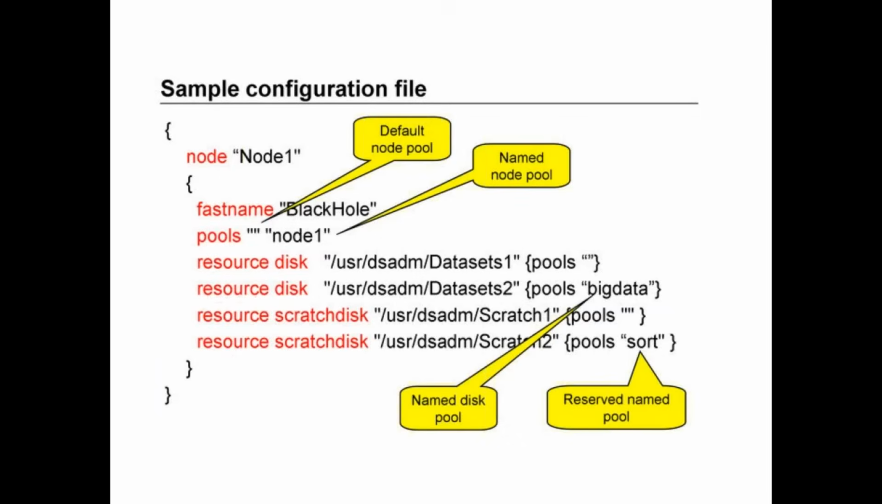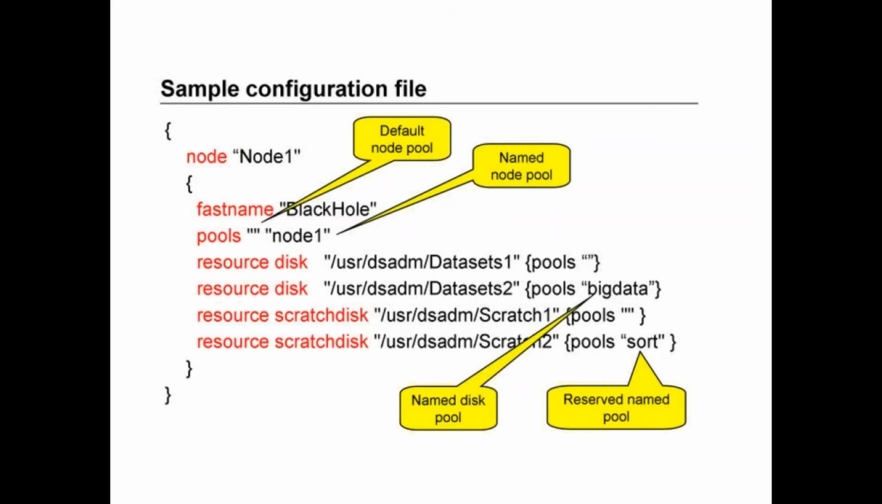Now this is a simple configuration file. This is how we need to define a configuration file. We define a node, and this is the format and the syntax of the configuration file. So we define a node, we give it a user-defined name. So I have the node called node1. That is a logical processing node that I have defined. Now the fast name is black hole. So that is the actual network name that is used on my system. That is the fast name.